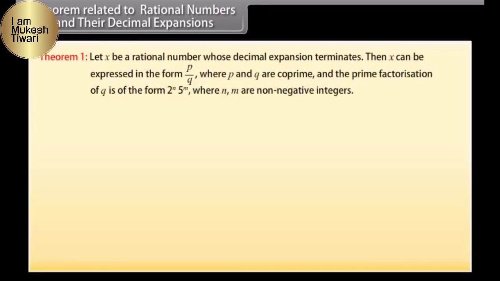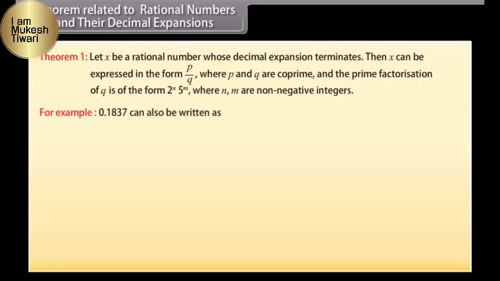Theorem related to rational numbers and their decimal expansions. Let x be a rational number whose decimal expansion terminates. Then x can be expressed in the form p upon q, where p and q are coprime and the prime factorization of q is of the form 2 raised to the power n, 5 raised to the power m, where n, m are non-negative integers.